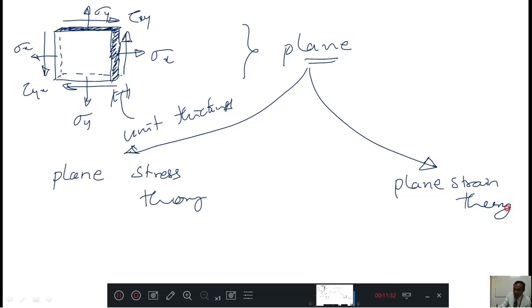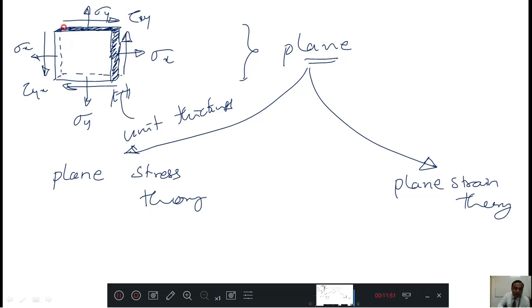Plane strain theory. Okay, they are different. Depending on your approach and your requirement, we will go to plane stress theory or plane strain theory. Now, one more thing, one convention. I am going to get permission from you all.